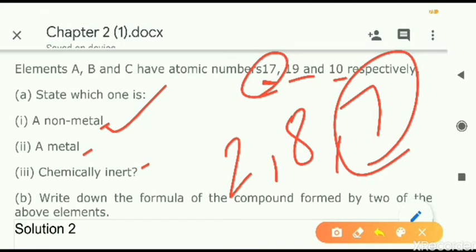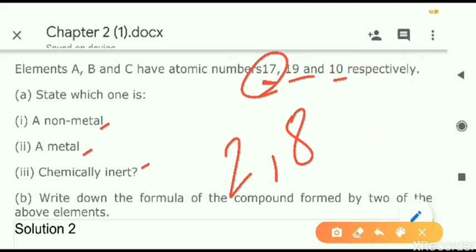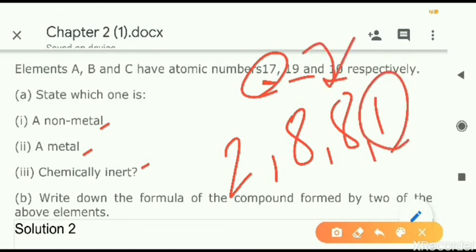Next, atomic number 19. Then what will be the configuration? It will be 2, 8, 8, 1. This is for atomic number 19. So now the outermost electron is 1. Outermost electron 1 means group number 1, and group 1 elements are metals. So the element having atomic number 19 is a metal.